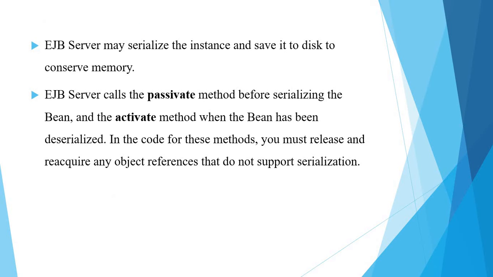The EJB server may serialize the instance and save it to disk to conserve memory. The EJB server calls the passivate method before serializing the bean, and the activate method is called after the bean has been deserialized. In the code for these methods, you must release and reacquire any object references that do not support serialization.